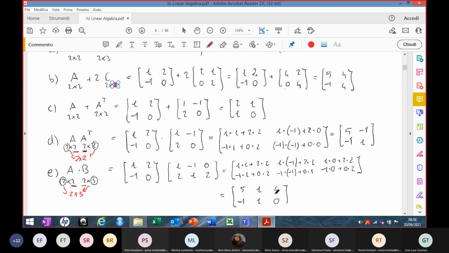Which is the dimension of this matrix? It's a 2 times 3 matrix, exactly as we knew from the beginning, you see. Now go on with another operation.